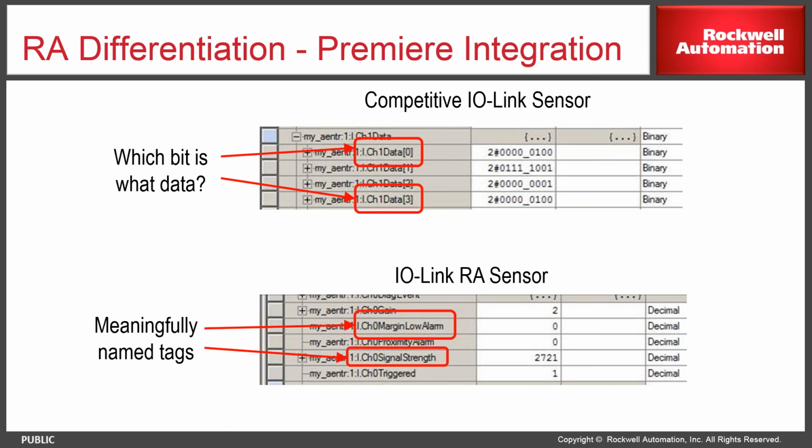By comparison, when a complete Rockwell solution is used, every piece of data is automatically given a meaningful name tag, and for every IO-Link enabled sensor, the same piece of information is given the same tag name, and it is used in the same way. So this is a big advantage of the Rockwell premier integration. It's easy to configure these sensors, and they seamlessly integrate with the Studio 5000 software of Rockwell.